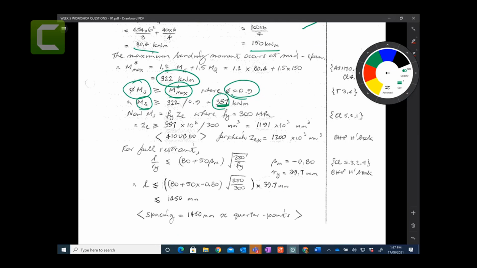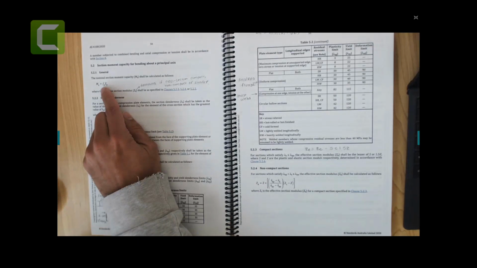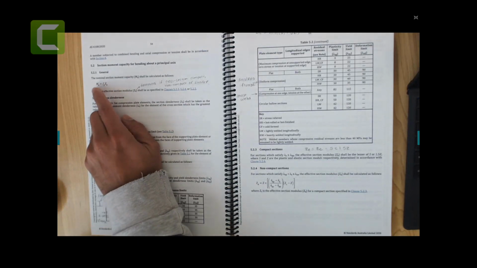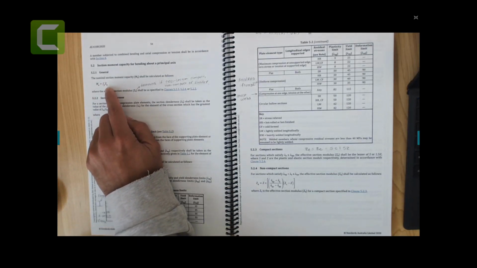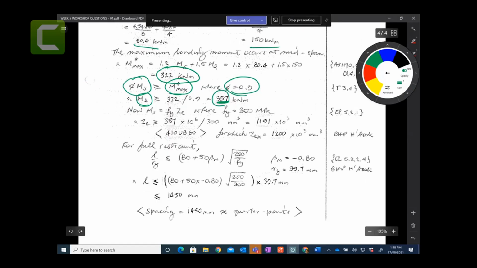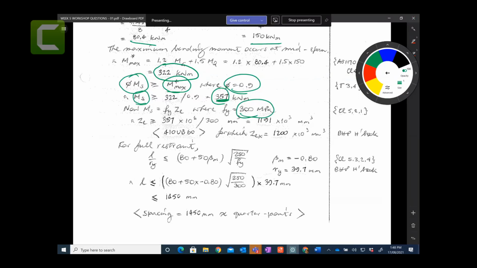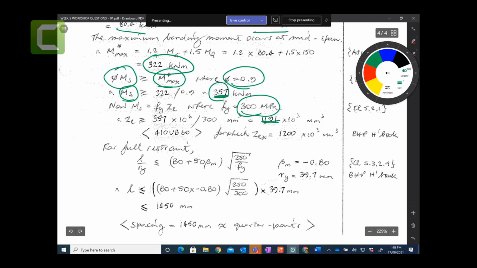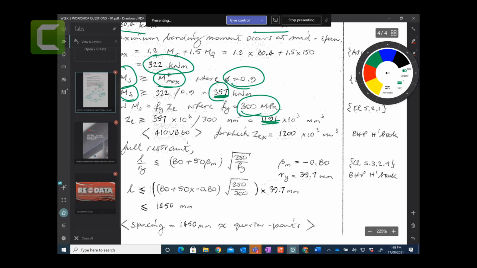Once you know the Ms, you can have Ms equal to Fy and Ze. From Ms, you can calculate Ze, with Fy 300 as I mentioned. So you have Fy 300, and from that Ms you have a Ze value of 1191. So if you have 1191, let's go back to our steel tables.